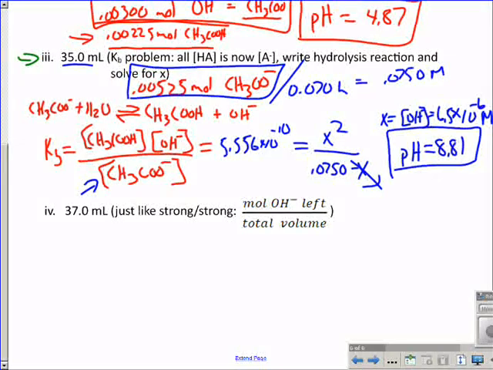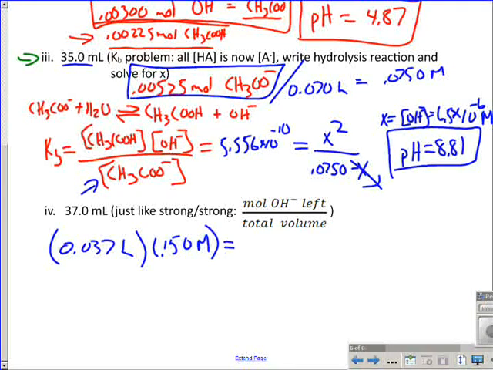Now I've got 37.0 milliliters added. I know I'm past the equivalence point here, and that's the same as a strong situation, since I have extra OH minus. So I have a whole bunch of OH minus here. How much do I have? Well, I would take 0.037 liters and multiply it times my concentration of base. Remember, the base was 0.150 molar. That tells me how many total moles I have, which equals 0.00555 moles of OH minus.